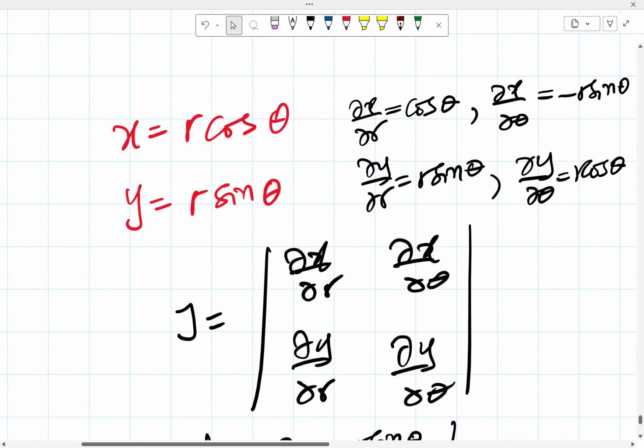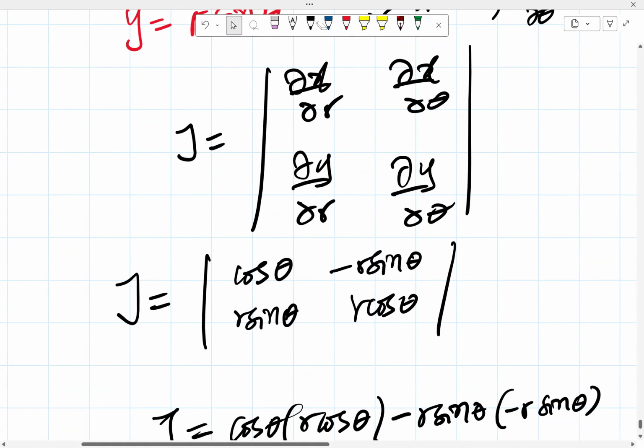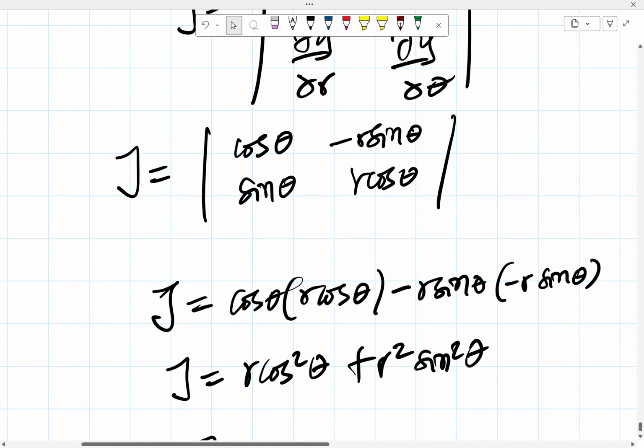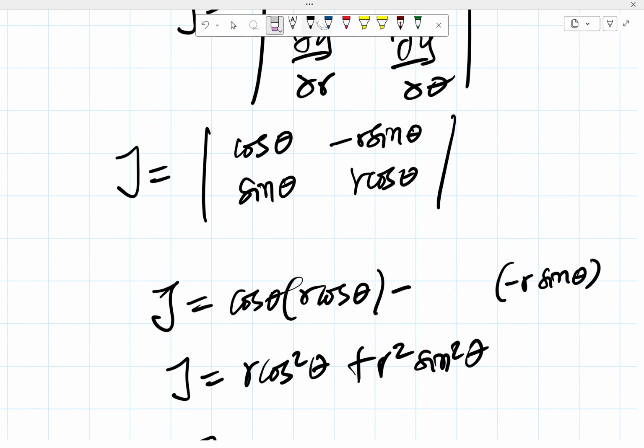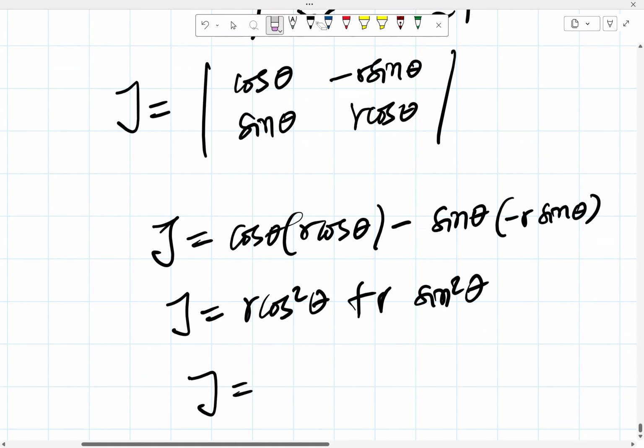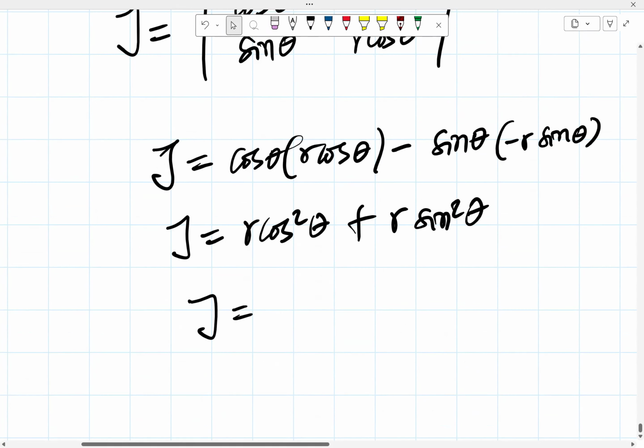Then dy dr. Aha, dy dr should just be sin theta. I think that's my fault there. So dy dr is just sin theta. Then this is just sin theta into r sin theta, so this is just r sine squared theta. Okay, that makes life easy.